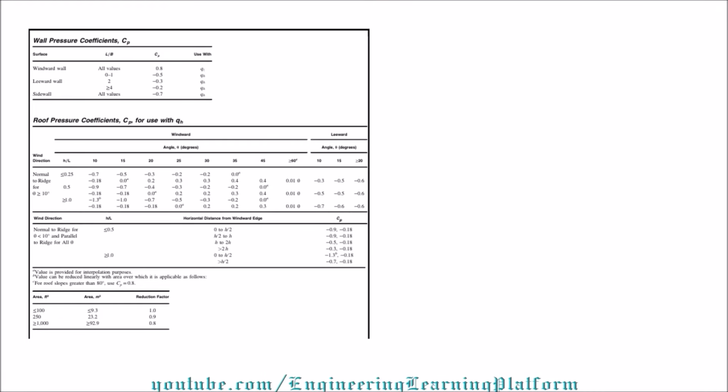So as far as external pressure coefficient is concerned, this is the table that has been given to us in the code. I will be showing you how to use this table when we apply ASCE 7-16 on our portal frame structure. So let's move to our next task, that is applying ASCE 7-16 on our portal frame.